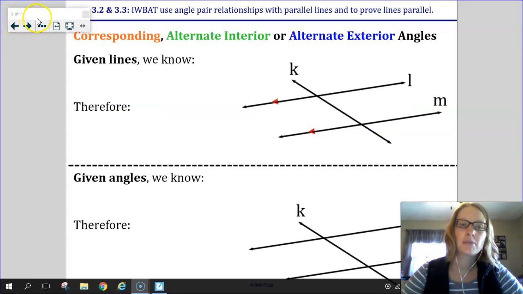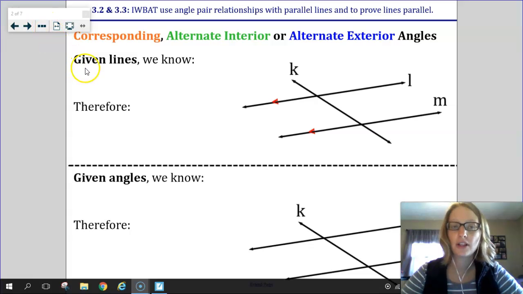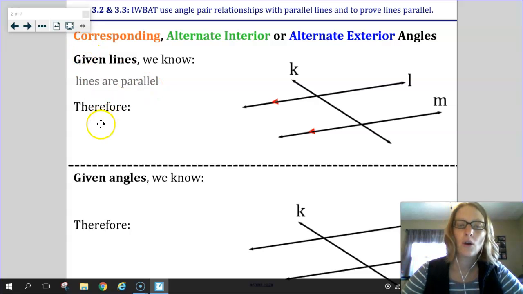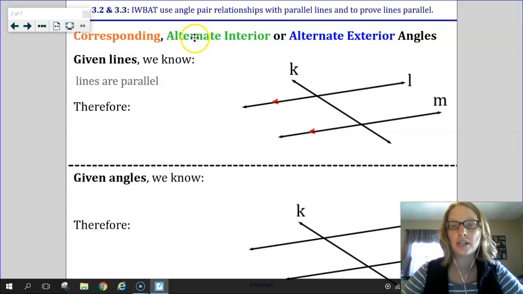So last time we talked about different pairs of angles that are formed when we have a transversal and two lines that cross through it. Today specifically, what we're going to be looking at is what happens if we know that those lines are parallel. For example, I can see this red arrow on L and this red arrow on M are indicating that the given lines that cross through the transversal are parallel to one another. What happens is we know certain things about pairs of angles. Specifically for corresponding angles or alternate interior or alternate exterior angles, we would know that those given angles are congruent.